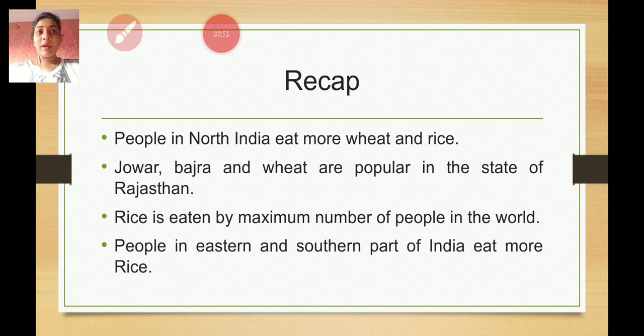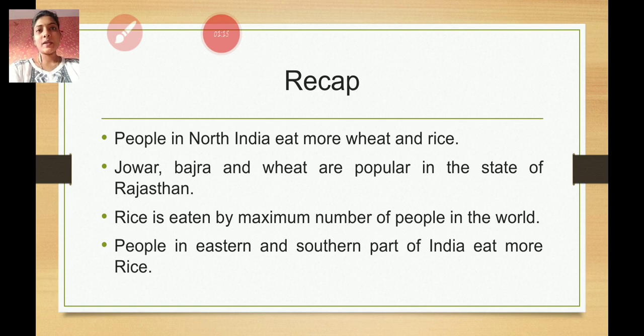Rice is eaten by the maximum number of people in the world. Which is the food grain which is eaten by the maximum number of people in the world? It is rice. People in the eastern and southern part of India eat more rice. In the southern and the eastern part of India, rice is grown in large quantity.